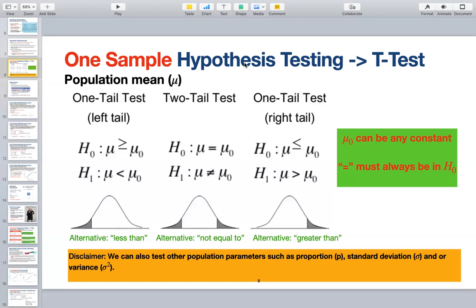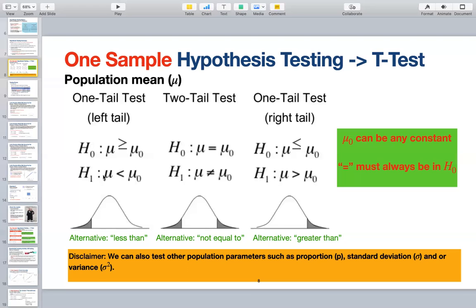I want you to focus on the three different hypothesis tests on the slide. So remember, we said that for the alternative hypothesis, the notation is HA or H1. H0 is basically H null. Okay, those are the two different notations used for the null hypothesis and alternative hypothesis.